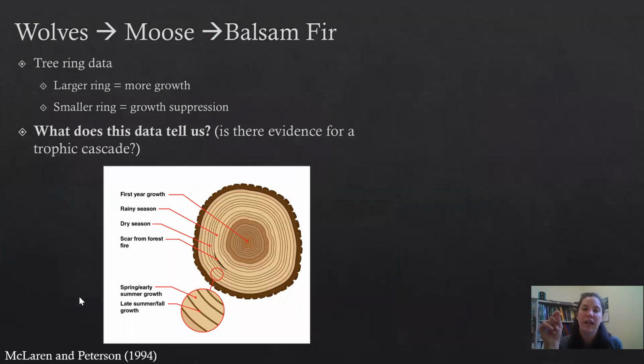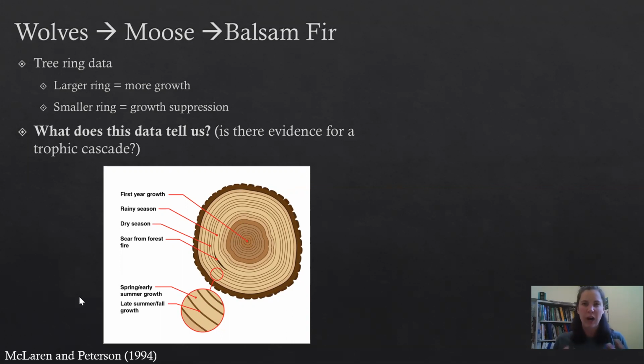So before I show you the data, let's think about what we want to look at here. We want to look at the impact on wolves, on moose, and then moose on balsam fir. One way that you can tell how healthy a balsam fir is is by looking at the tree ring data. And so you guys have probably all looked at a tree cookie before. A cookie is just a slice of this tree, and you can determine the tree's age by counting those rings. But you can also determine how healthy the tree was in that season by looking at how wide those rings are. In other words, really skinny rings indicate that the tree was under stress.